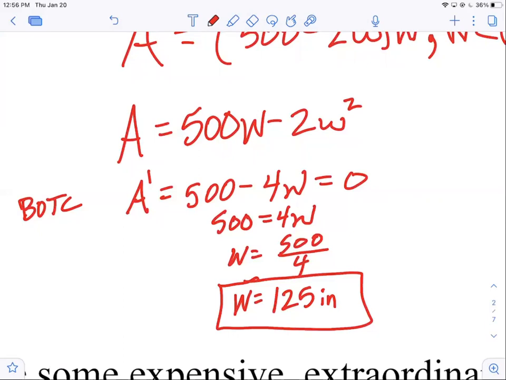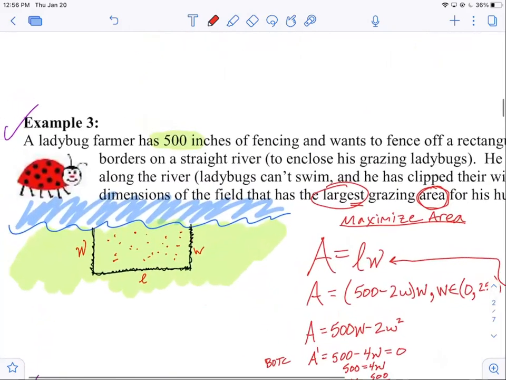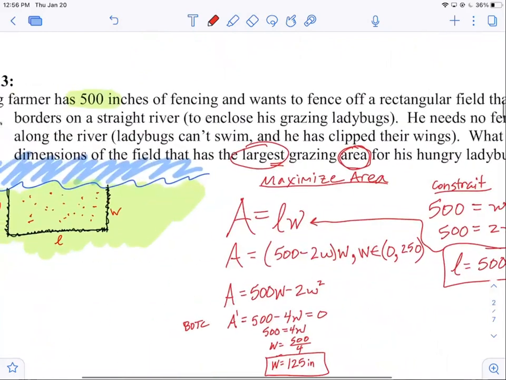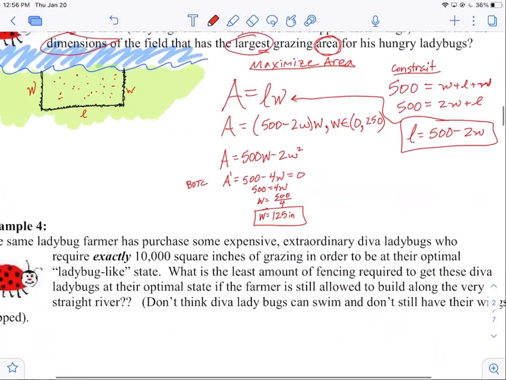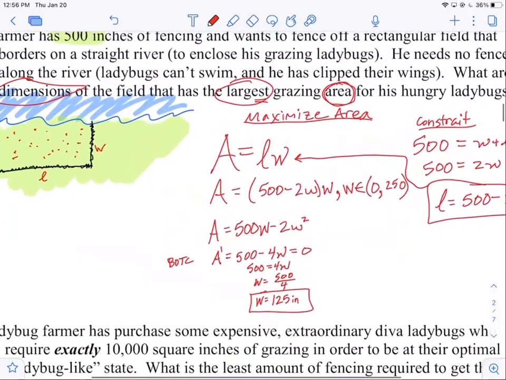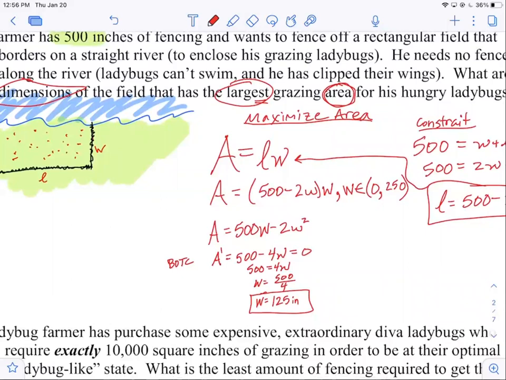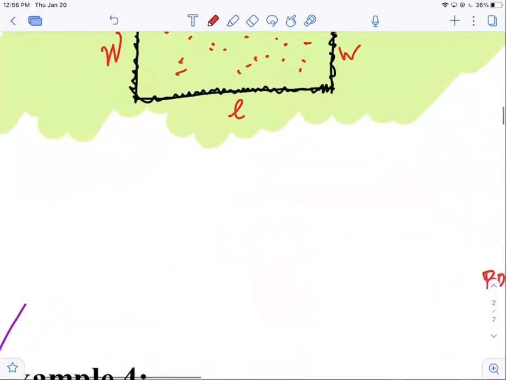Did it want the side length perpendicular to the river? Did it want the side length parallel to the river? Did it want the actual area of the region? Did it want the names of the ladybugs, right? That's not related. So now we come back up. What did it ask us for? What are the dimensions of the field? Oh, okay. Do you think we should tie the labels to the dimensions when we answer the question, Ellen? Yeah.